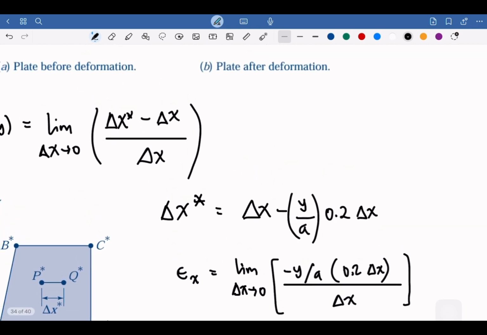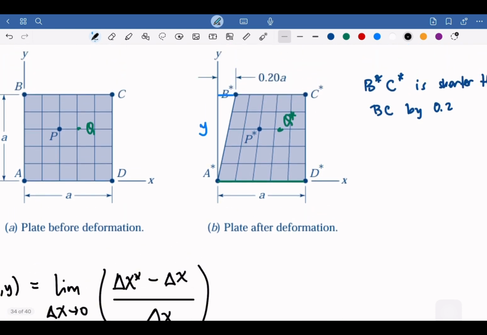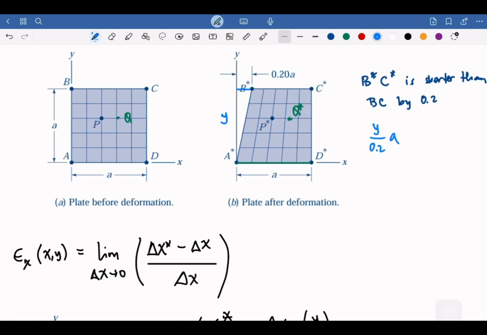Okay, so basically we are just using the geometrical shape from the gradient. You can say the gradient here. So we have the gradient, so y over 0.2a. Or you could say this is supposed to be this gradient here.